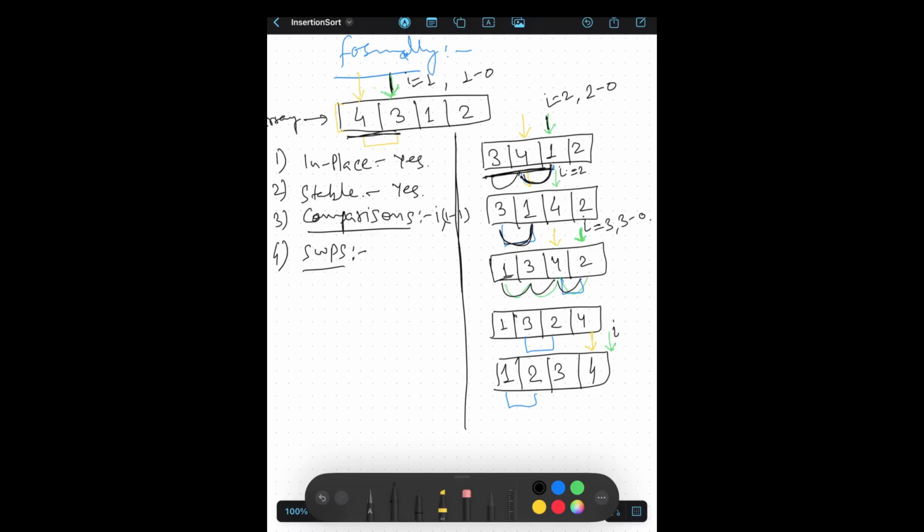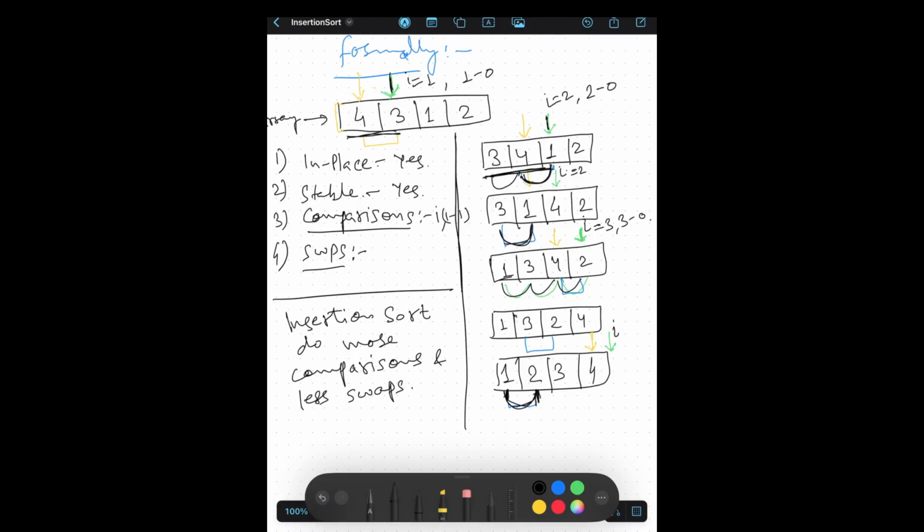But it is not necessary that for every comparison we are doing a swap. For example, we did a comparison here, but we did not swap. We will only swap when the previous index is greater than our current index. Okay, so this means insertion sort does more comparisons and fewer swaps, right? Okay.